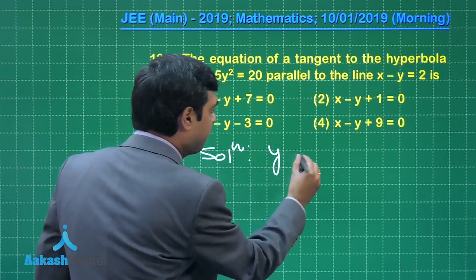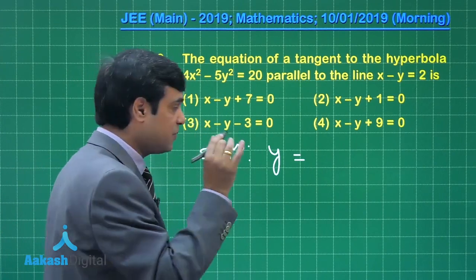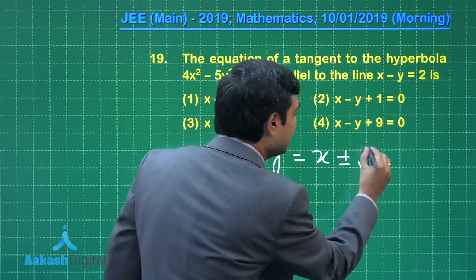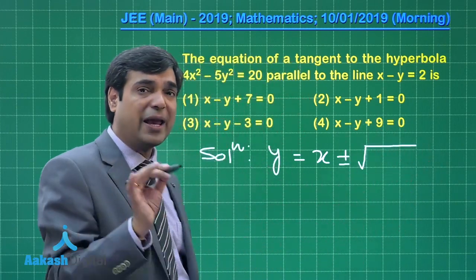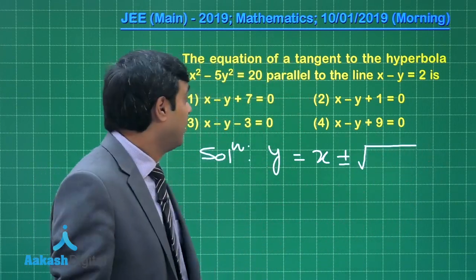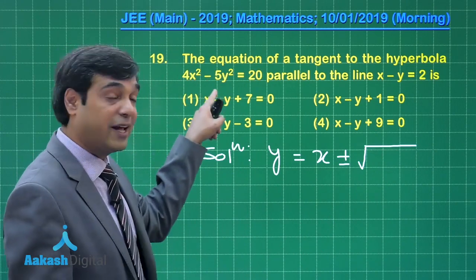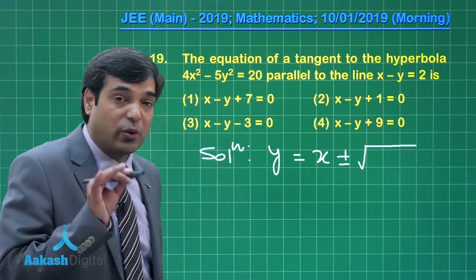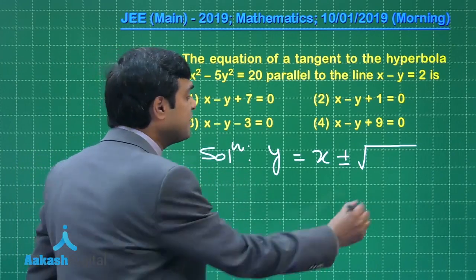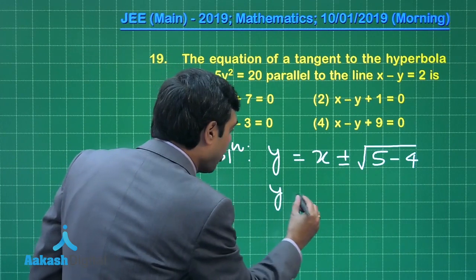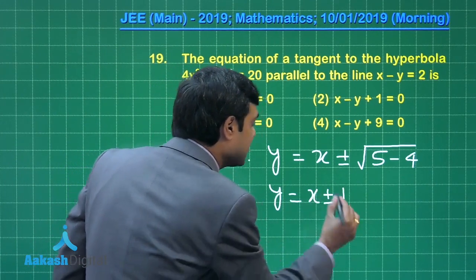Tangent is given by y equals mx, m is 1. So, write here directly x plus minus square root of a square m square minus b square. Now, when you divide it by 20, it becomes x square by 5 minus y square by 4 equals 1. So, a square is 5 and b square is 4. So, write down 5 minus 4. So, the equations obtained are y equals x plus minus 1.